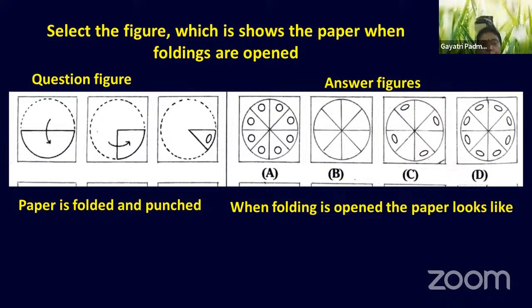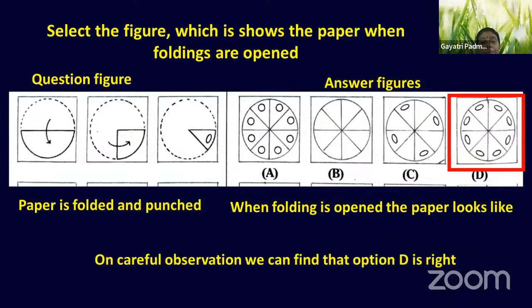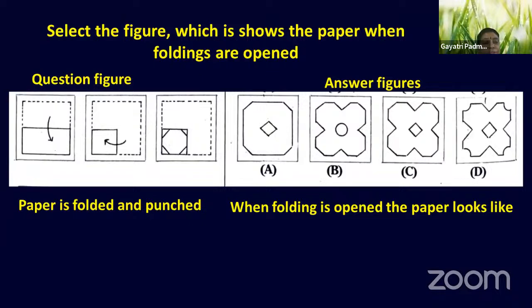All right, students. So I'm sure by now you'll be very much ready with the answer. Here goes, the correct option is option D. On careful observation, we can find that option D is right. If you had opted for option D, then your answer is right. It's perfect. All right, let's move on to the next question.